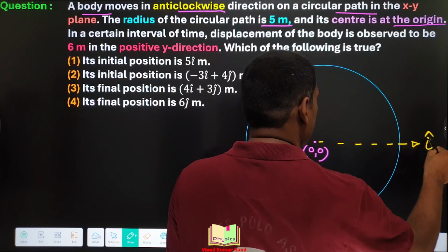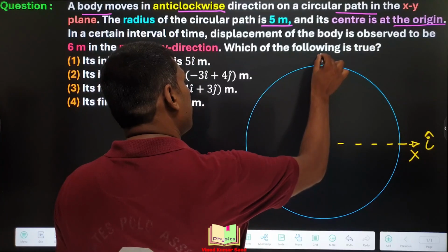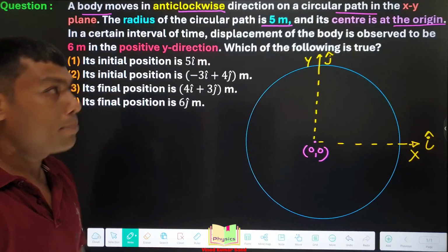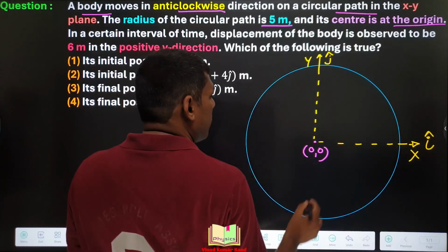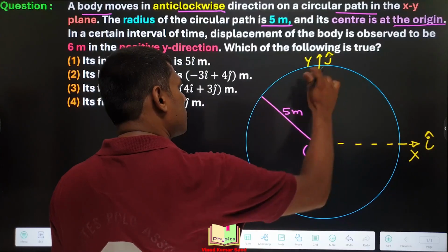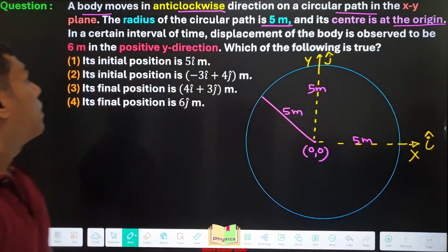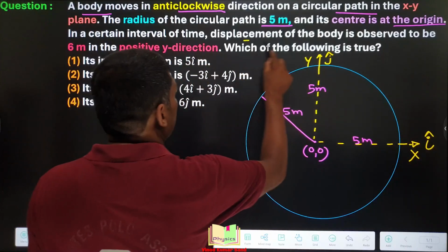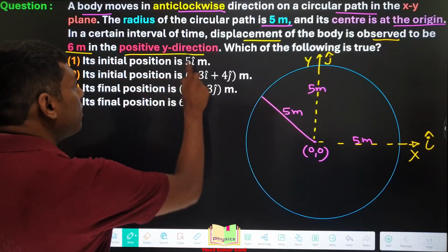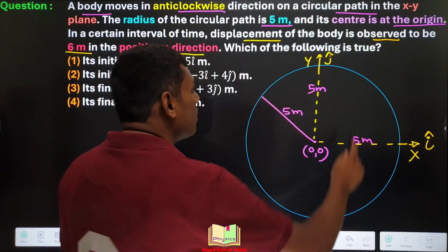So here in this direction you can show the unit vector I cap, or you can write x here. Similarly, in this direction you can show y, or you can write here the j cap. The radius of this circle is 5 meters, so this is 5 meter, this distance is also 5 meter, this distance is also 5 meter. In a certain interval of time, the displacement of the body is observed to be 6 meter in the positive y direction. Then which of the following option is true?